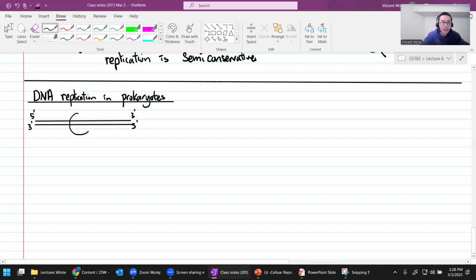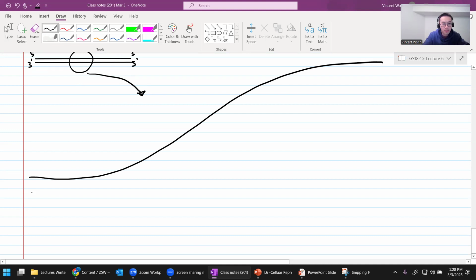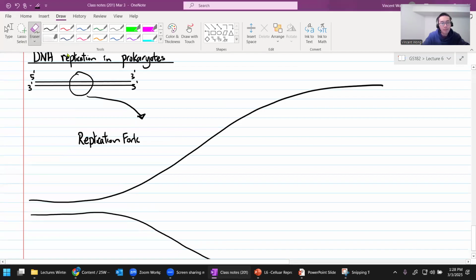Now we're going to zoom in on one part of the strand here, and we're going to open it up, and you have to draw this quite big, all right? It's going to look like this. There we go. Okay, so this here is called a replication fork. Replication fork. Okay, you would open up a portion of the DNA.